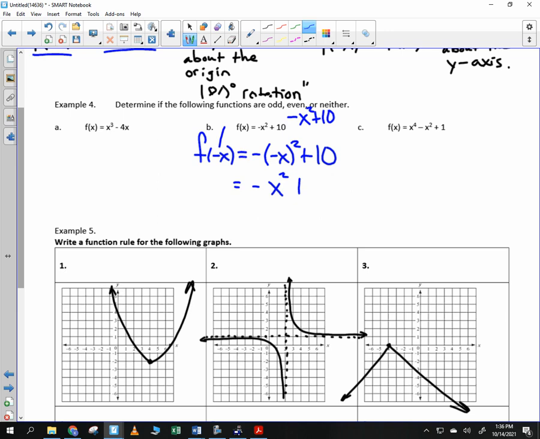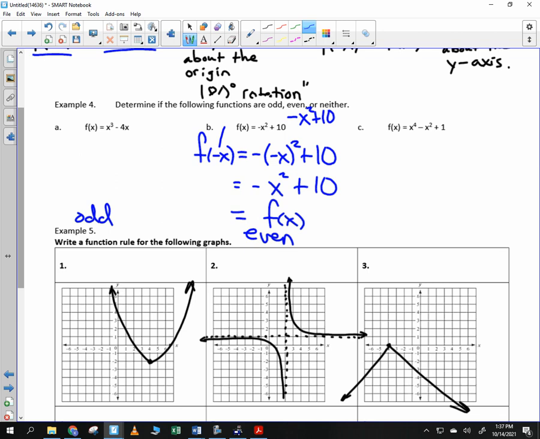And then I have plus 10 on the end. Is that the same as what I started with? Yes. So therefore, that is the same as f of x. So look at what we did. We said f of negative x is f of x. They are the same. So this one was an odd function. This one was an even function. That's what we've just shown.